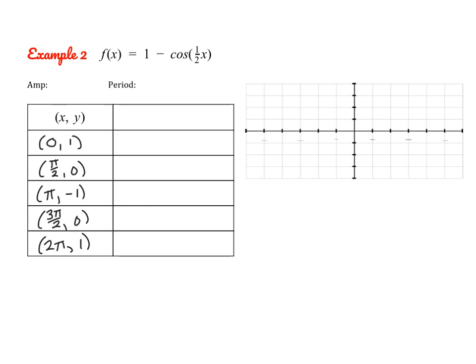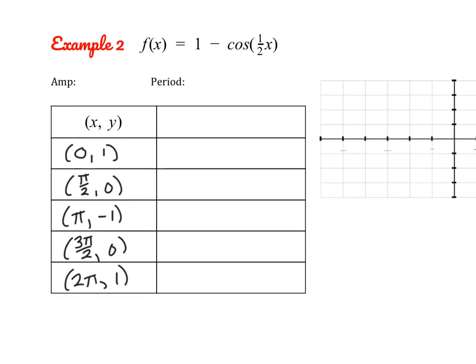So now we're going to look at what type of transformations we see and determine how it will affect our coordinates. So here I see that we actually have a horizontal stretch by a factor of 2. Remember, it's the reciprocal. And then I see that we have a vertical reflection because of the negative. And then we also have a vertical shift up 1.